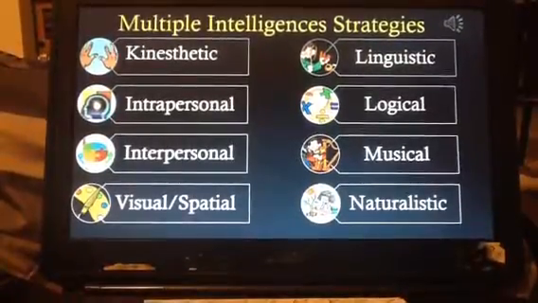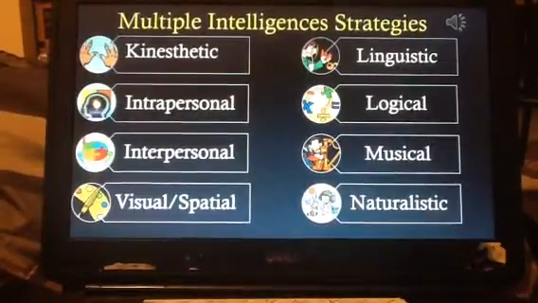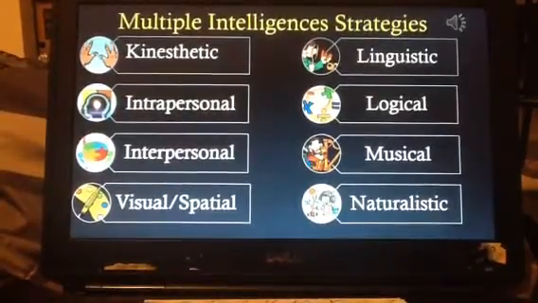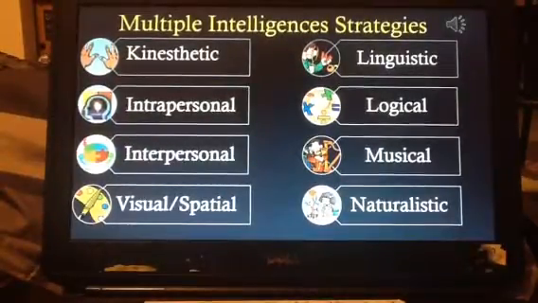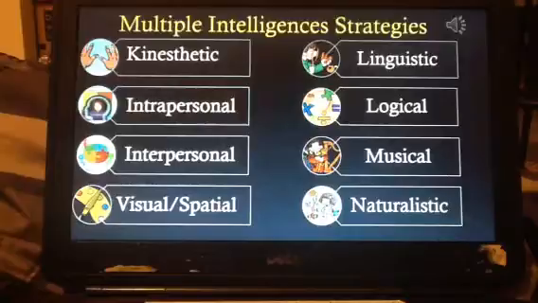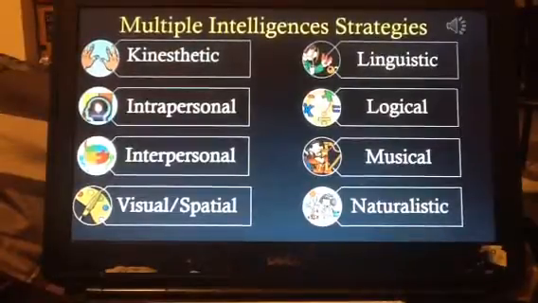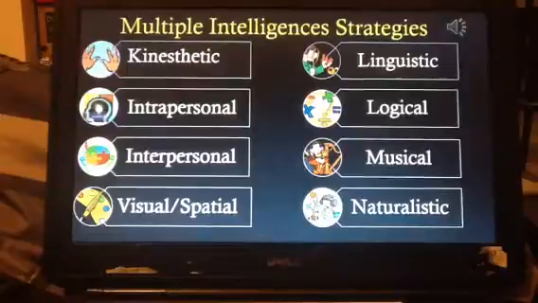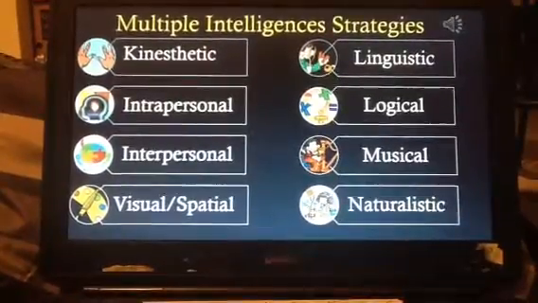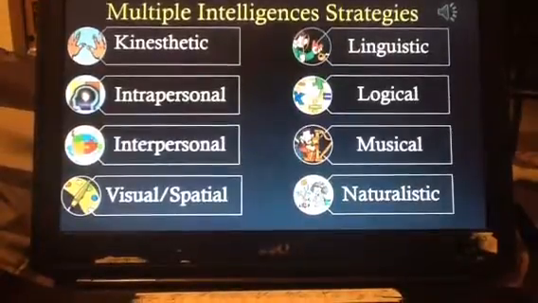Linguistic learners are word smart. This person can manipulate words and language easily. Logical mathematical learners are number smart. They manipulate numbers and understand logic concepts. Musical learners like music. They learn through rhythm and patterns. And naturalistic learners learn best through nature. They have a strong affinity for animals, the earth, and the environment.